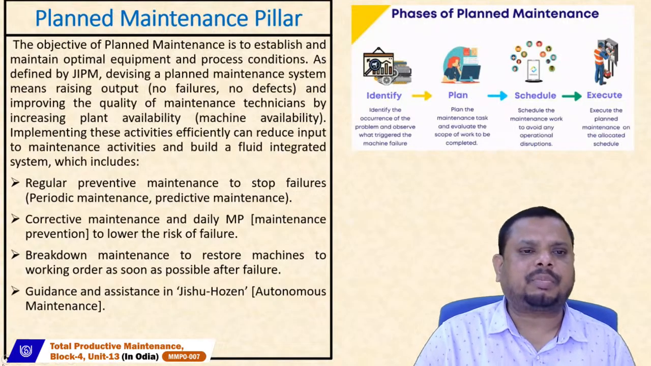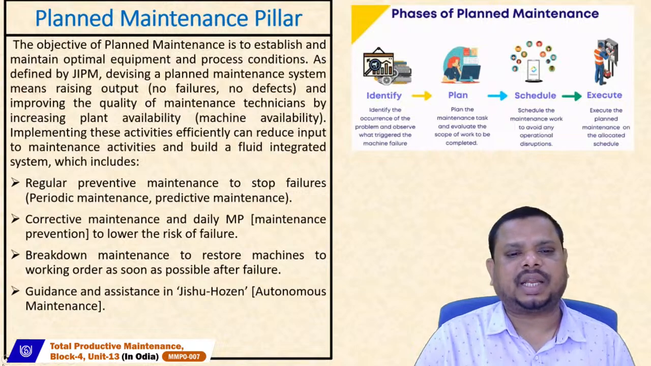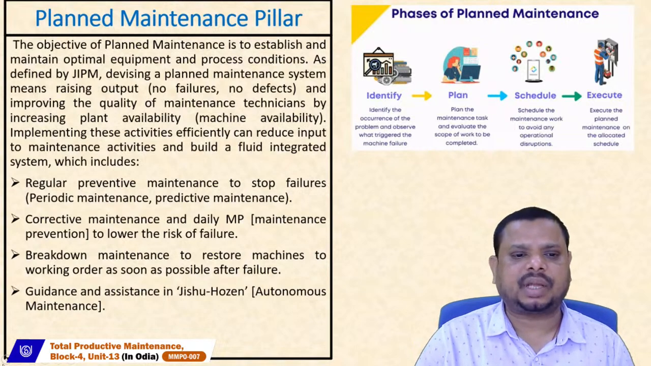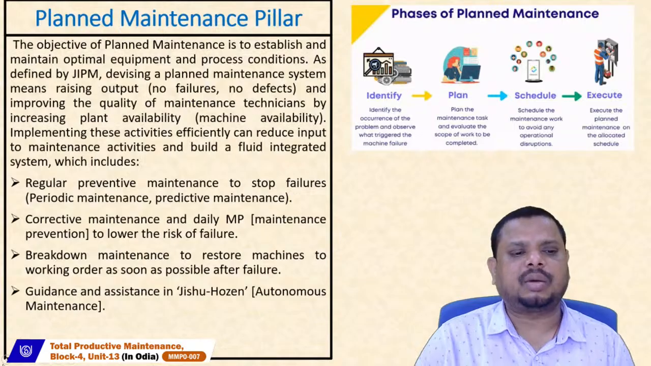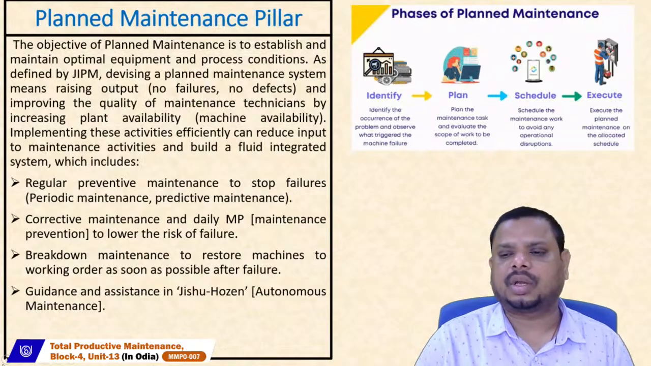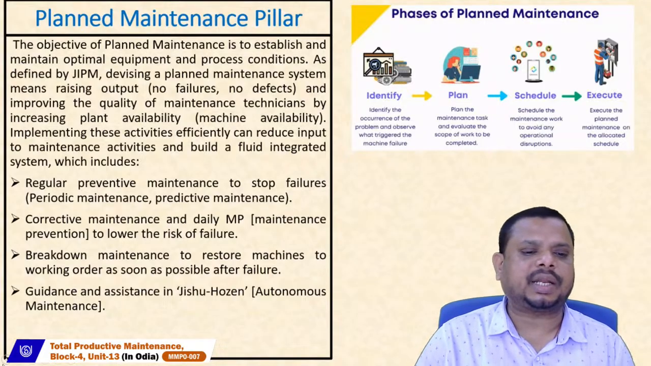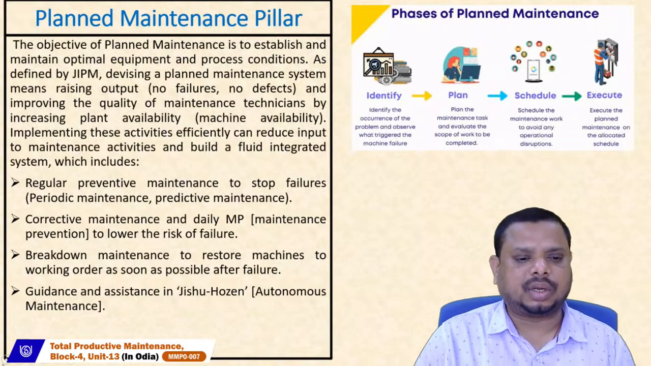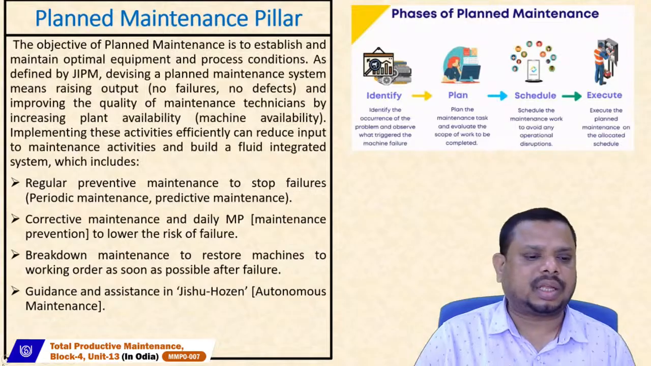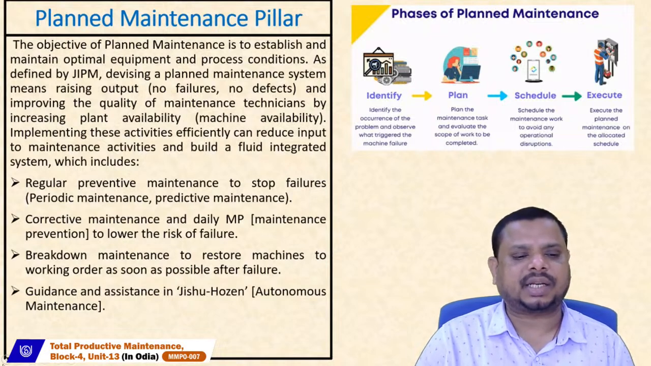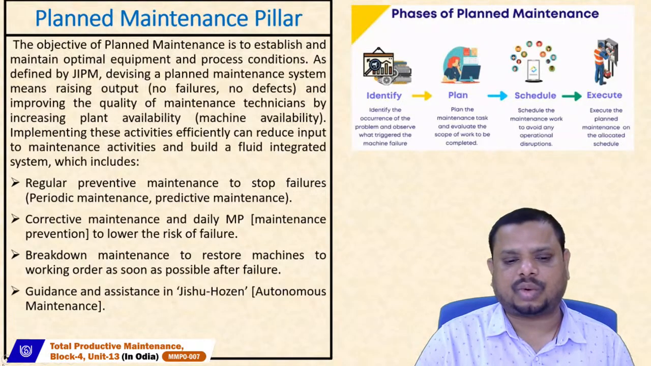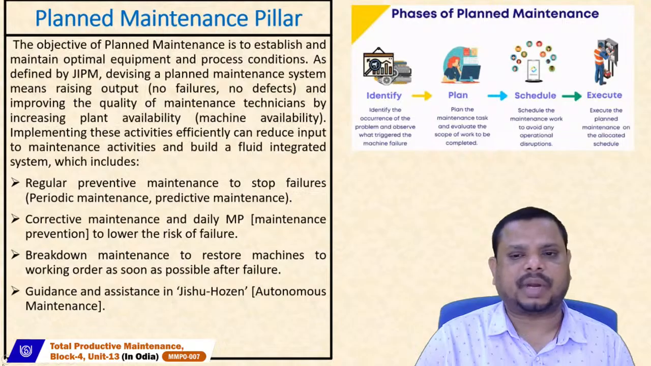So by implementing the planned maintenance pillar, it efficiently reduces the input to maintenance activities and builds a fluid integrated system which includes, first, regular preventive maintenance to stop failures. That means you have to include periodic maintenance and predictive maintenance. The second one is corrective maintenance and daily maintenance practices to lower the risk of failures. Then breakdown maintenance to restore the machines to working order as soon as possible after failures. And they basically focus on guidance and assistance in the case of Jishu Hozen, which is a Japanese word that basically means autonomous maintenance systems.